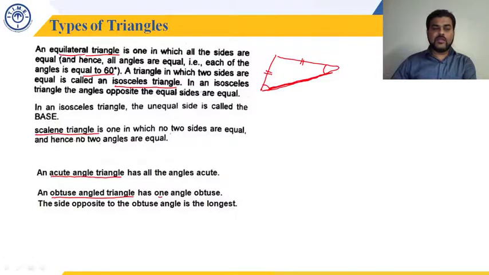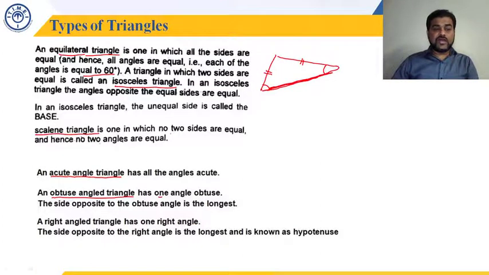Then we have the right angle triangle. A right angle triangle is a triangle in which one angle is 90 degrees. Only one angle can be 90 degrees. The other 2 angles will be less than 90 degrees. So any triangle having one angle as a right angle is known as a right angle triangle. In this case also, 90 degrees will be the largest angle and the side opposite to this angle must be the longest, and in a right angle triangle the longest side is known as the hypotenuse.